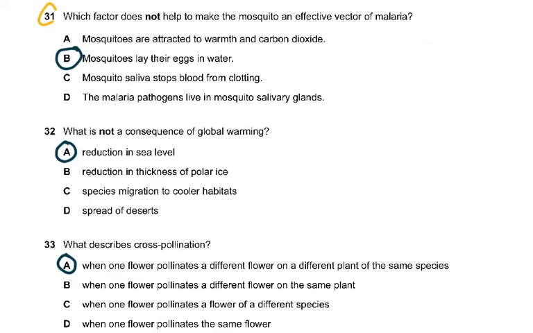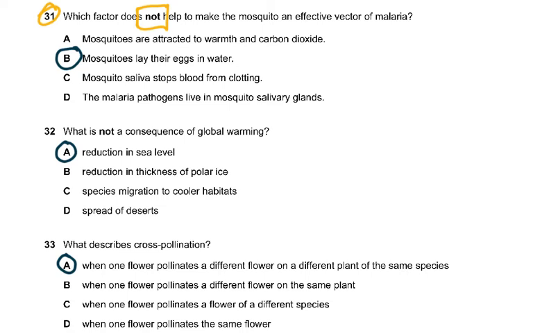Question 31. Which factor does not help to make the mosquito an effective vector of malaria? Mosquitoes are attracted to warmth and carbon dioxide. Mosquitoes lay their eggs in water. Mosquito saliva stops blood from clotting. The malarial pathogen lives in mosquito salivary glands. You see, when it says not, you've got to see which factors do help to make the mosquito an effective vector. The other three have to be the helpful ones.